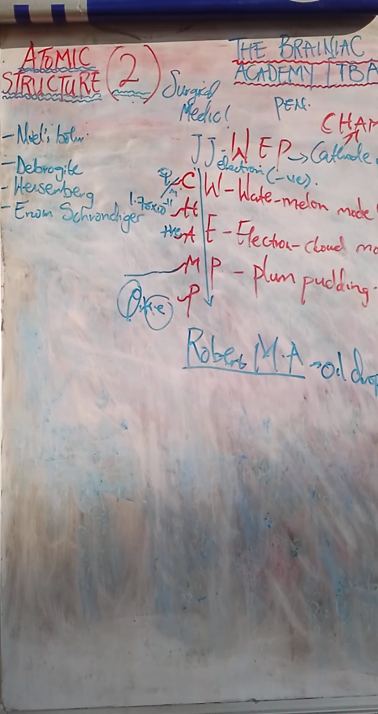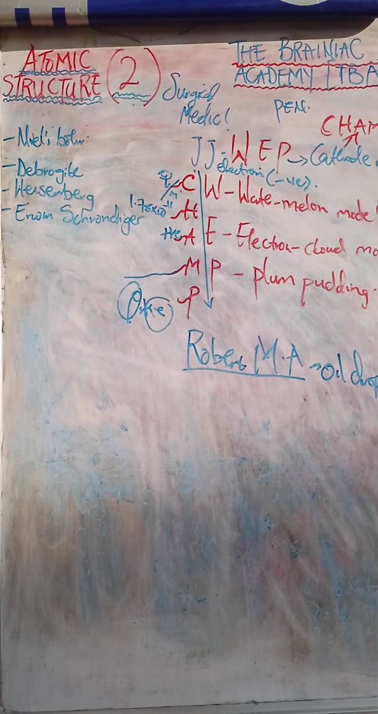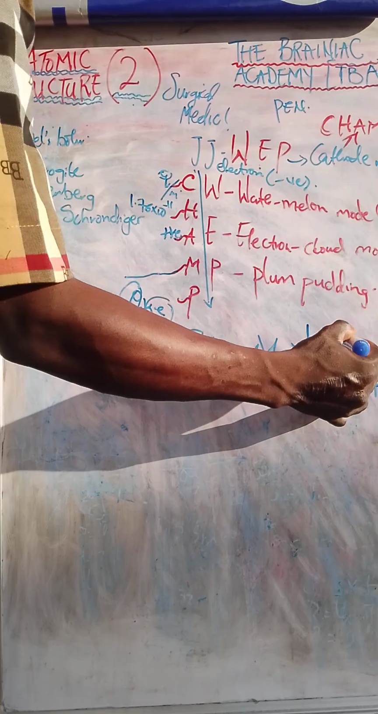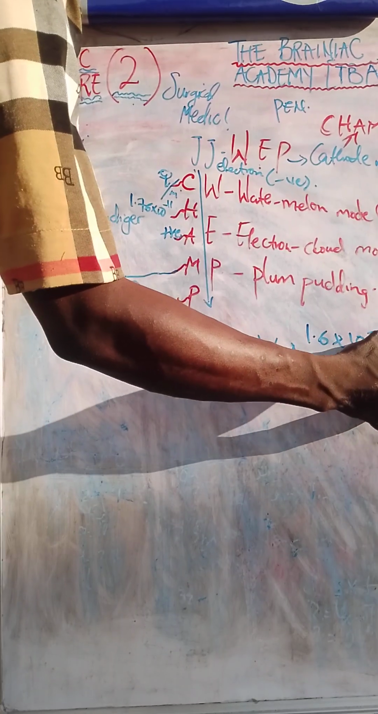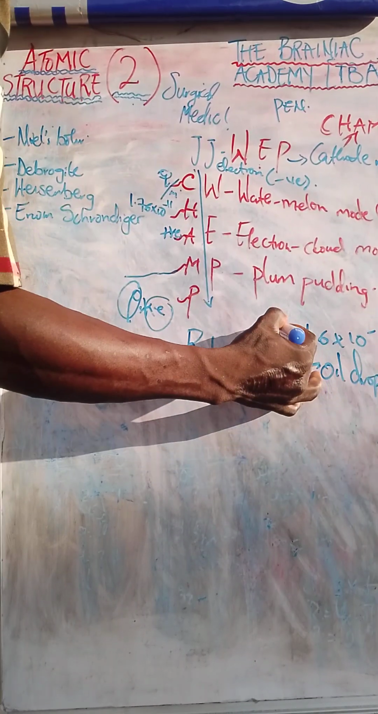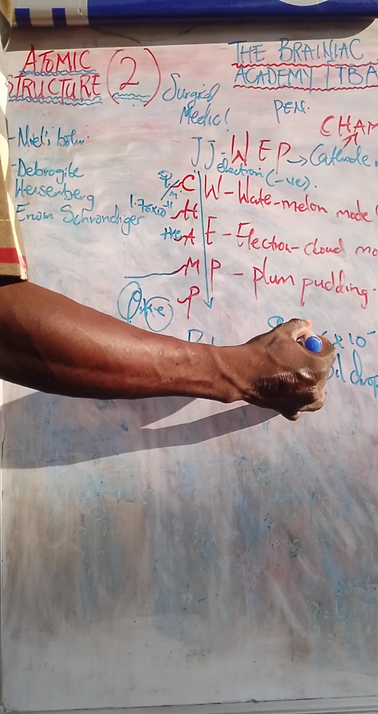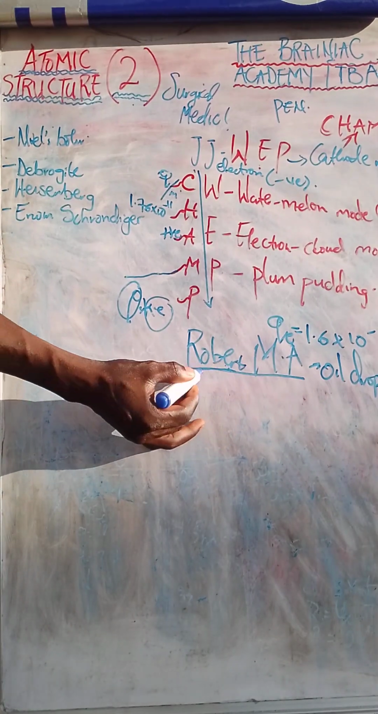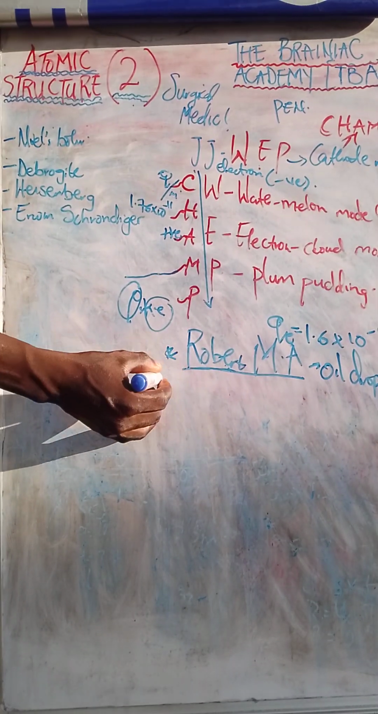Now I said, okay, what's the charge? And I told him that the charge is 1.6 exponential minus 19 coulomb. Please take note of all these things. So that will be the charge of an electron, and it's the one that he determined after I taught him. So that's for Robert Millikan.